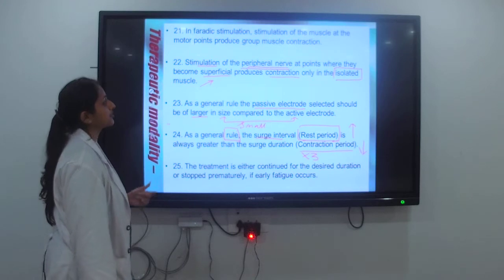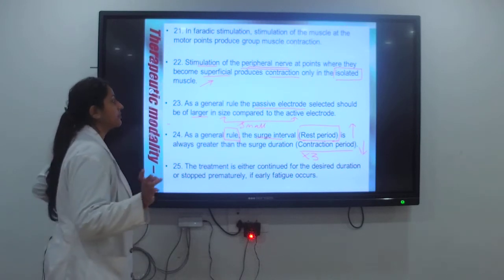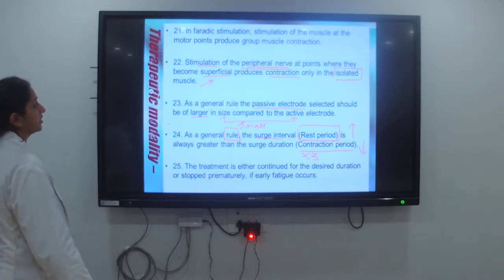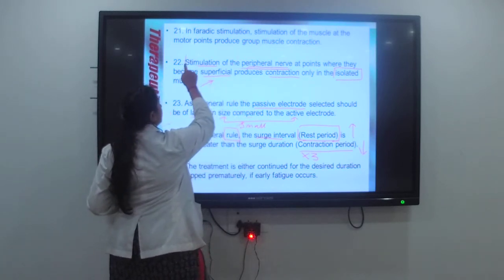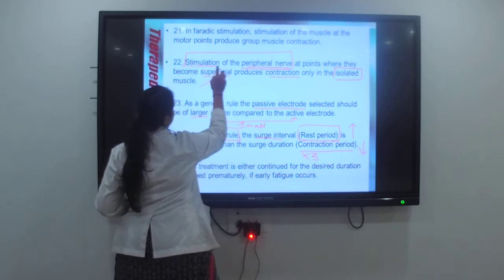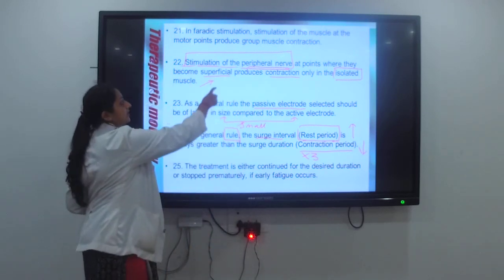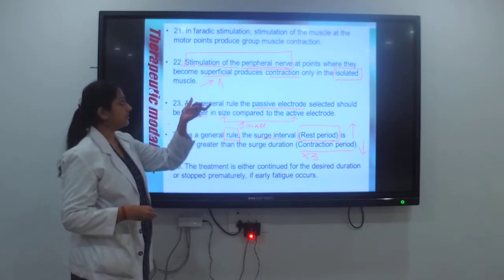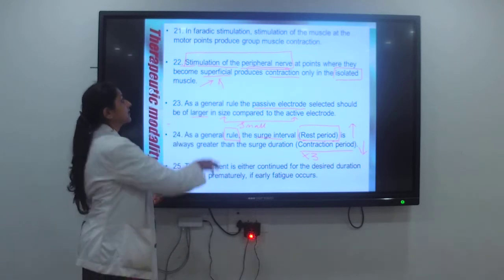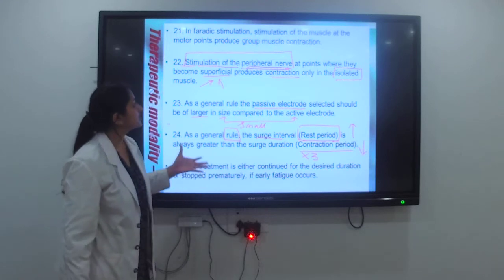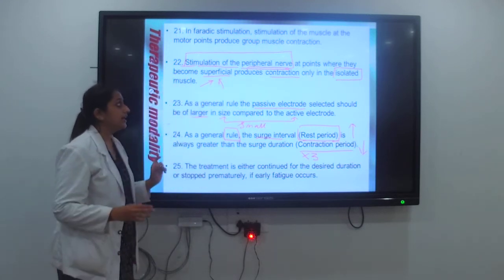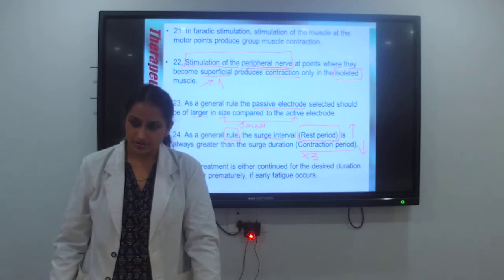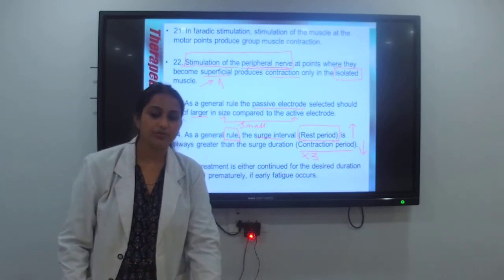Now, the second thing is stimulation of the peripheral nerve. I have told you that you just need to remember 3 important points, that is stimulation of the peripheral nerve at points where it becomes superficial. So, where will you stimulate the peripheral nerve? At the superficial point, where it becomes superficial. And what will happen when you stimulate this point? You can contract that isolated muscle. It's not a group of muscles, but when you want to contract a single muscle, then this is going to happen.